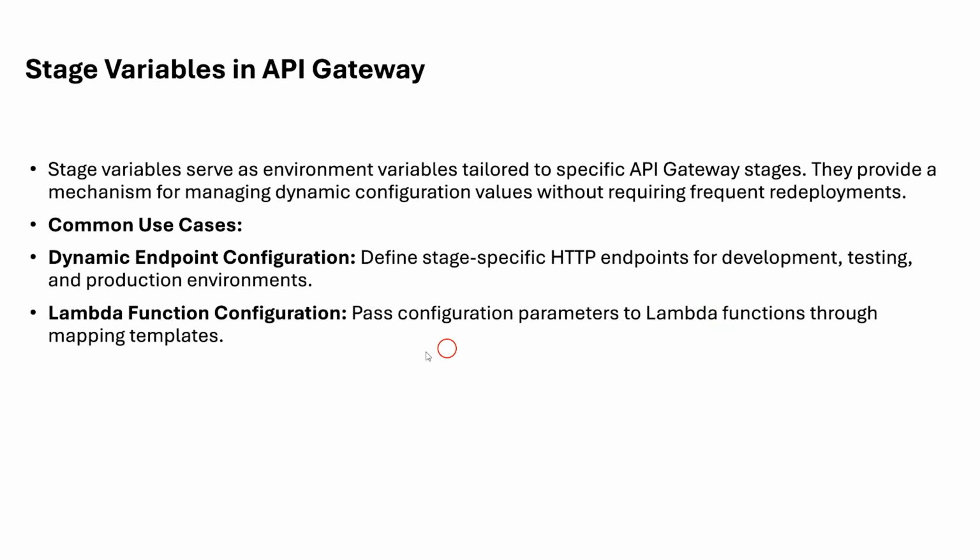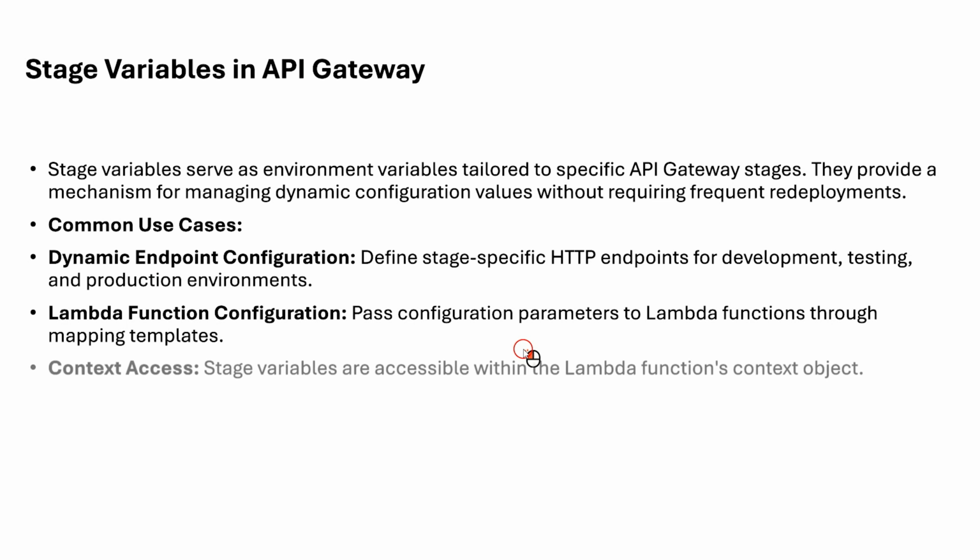And to pass that, you have to use one thing called mapping templates. I will show you what mapping templates are and how they look. By using these mapping templates, you can pass these stage variables as configurable parameters to the Lambda function.